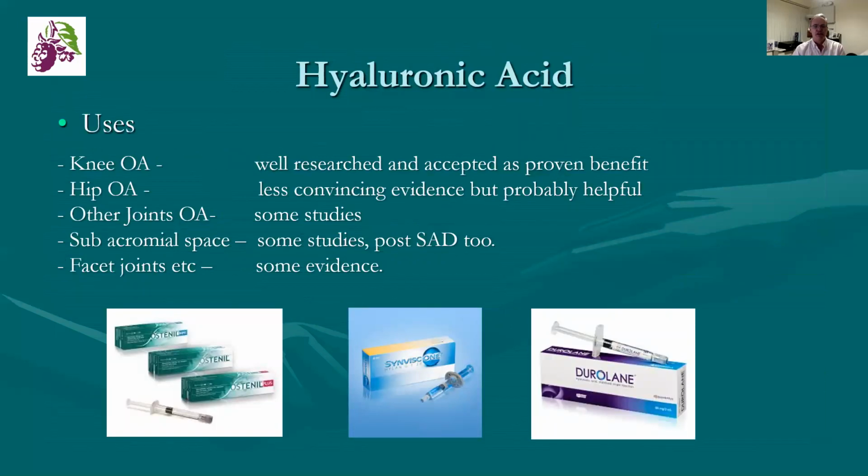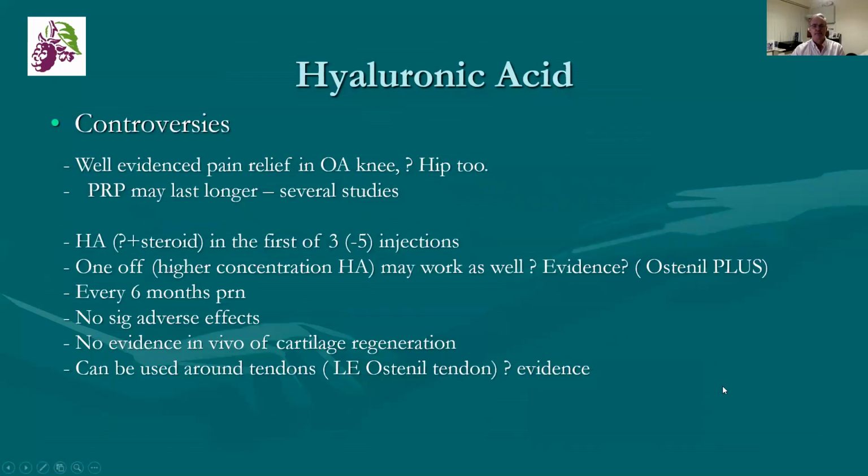We use it in knee OA or hip joint OA. In the knee, it's been well researched. In the hip, there's less convincing evidence. Some studies show it can be used in other joints, such as the first CMC joint or first MCP joint, or subacromial space or facet joints. There are some controversies due to the ambiguous evidence in some joints. Platelet-rich plasma may last longer in knee OA, but that remains to be seen.